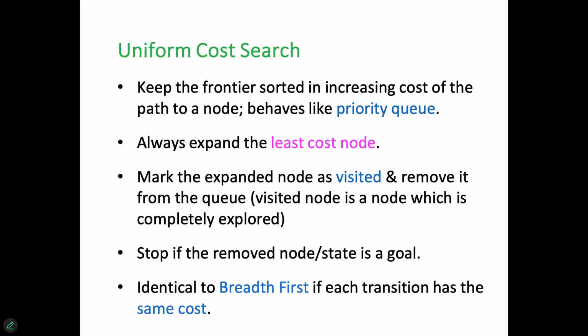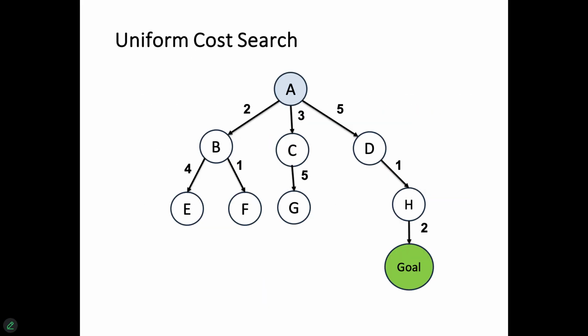For uniform cost search, I mentioned that this is similar to breadth-first search, and the only difference is that now we are considering the cost. So when we want to move and choose between different paths, you want to consider which path has the lowest cost, and then you choose that path to move forward. Let's see it with an example.